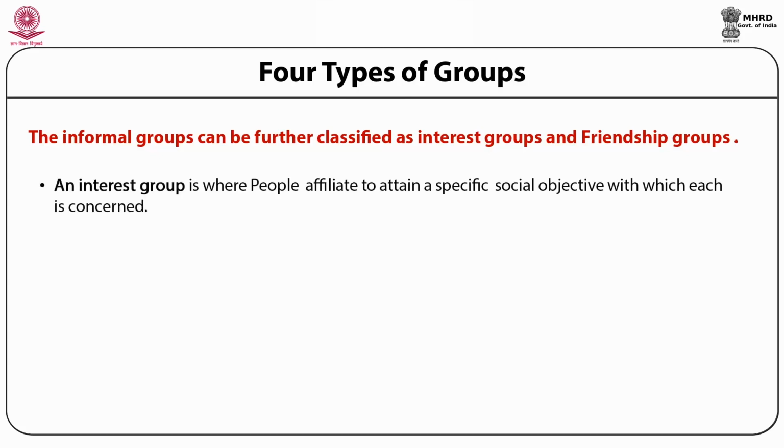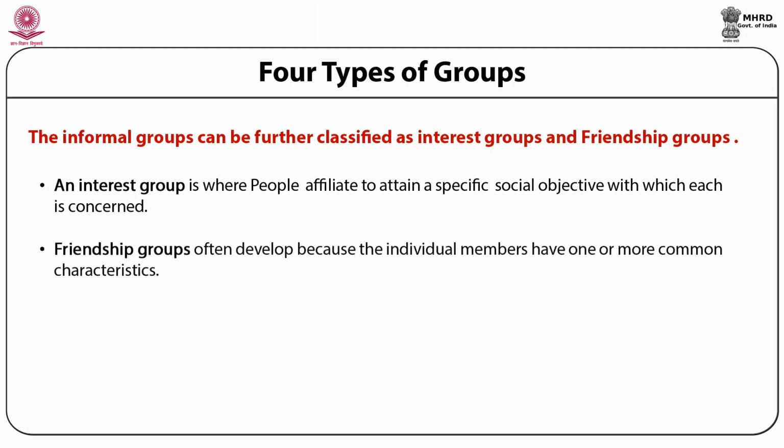An interest group is where people affiliate with each other to attain a specific social objective with which each is concerned, while friendship groups often develop because the individual members of the group have one or more common characteristics. They may belong to the same gender, go to the same school, college, or university, or come from a common neighborhood or the same geographical location.